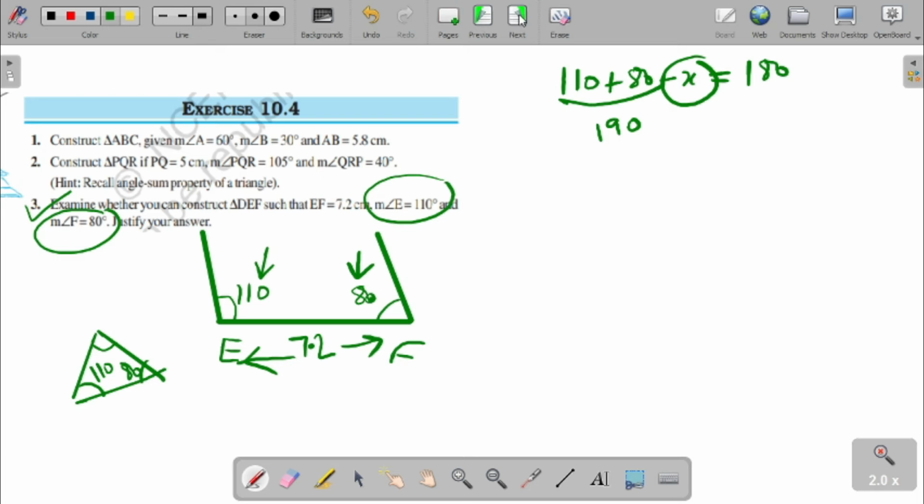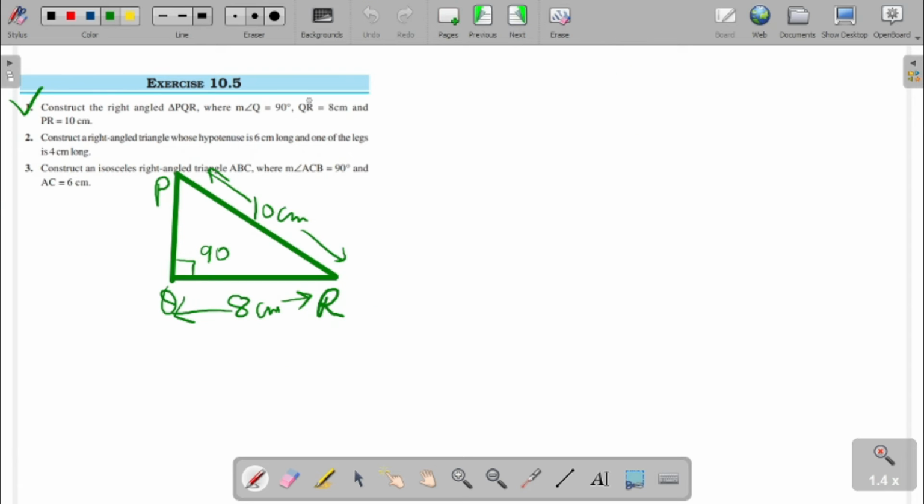Now let us move to exercise 10.5. Exercise 10.5 is related to RHS. RHS means right angle, hypotenuse, and one side. This exercise is based on the criteria RHS. RHS means you will be given a right angle, one hypotenuse and one side. Now see question number 1.